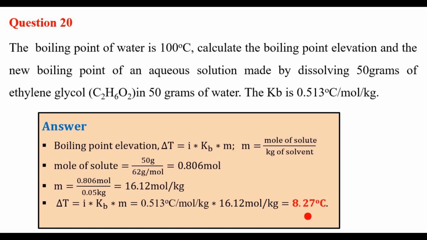So we know that the normal boiling point of water is 100 degrees Celsius. That means the new boiling point will be equal to 100 degrees Celsius, the normal boiling point of water, plus this increase in temperature, 8.27 degrees Celsius. That will be the new boiling point. The new boiling point will be equal to 100 plus 8.27, which is 108.27 degrees Celsius. That will be the new boiling point for this solution.